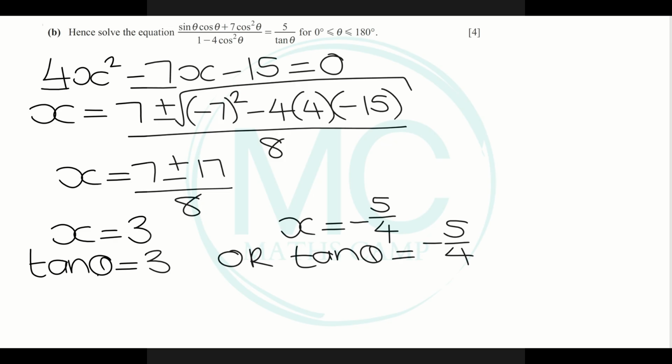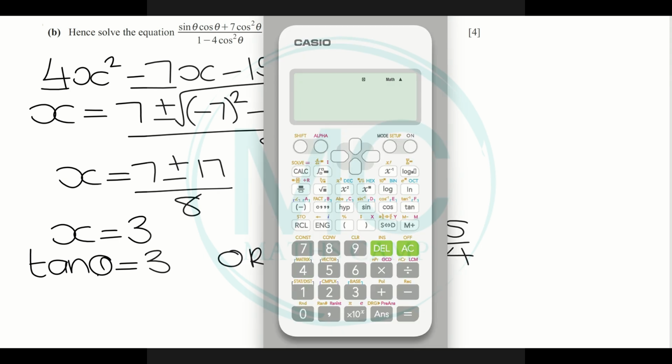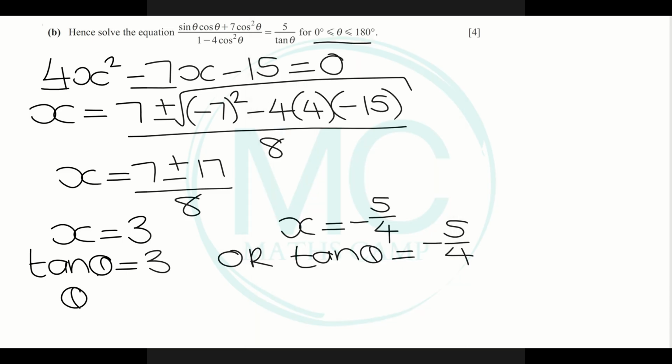The question gives us theta in degrees, so make sure that your calculator is in degrees. So when tan theta is equal to 3, I can say shift tan 3, close the bracket, is equal to 71.565. To round that to 2 decimal places, theta is equal to 71.57 degrees.